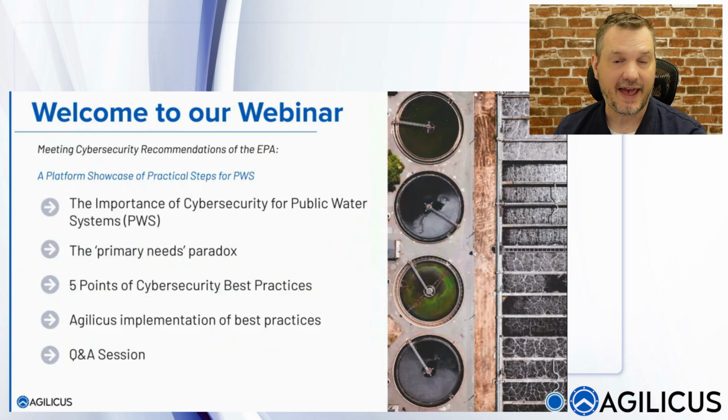So today we'll be looking at the importance of the cybersecurity requirements for public water systems. I'll talk a little bit about the primary needs paradox that occurs when we start talking about providing access to legacy systems and how that was originally implemented. I'll look at the 5 points of cybersecurity best practices that we need to implement in a platform and practically how that is implemented in the Agilicus NEX platform. I will show you screenshots of our platform and align them with those requirements, and we can finish up with a couple Q&A sessions if we have some time.